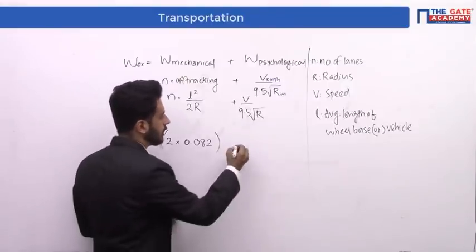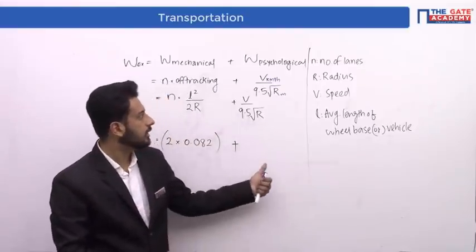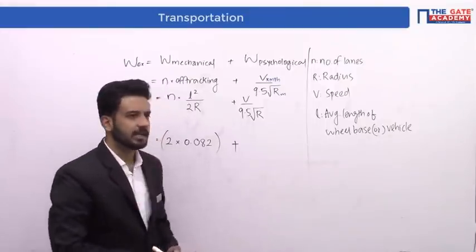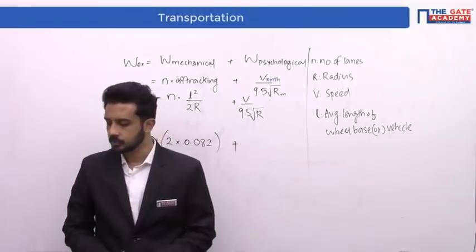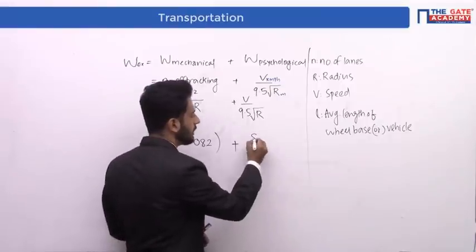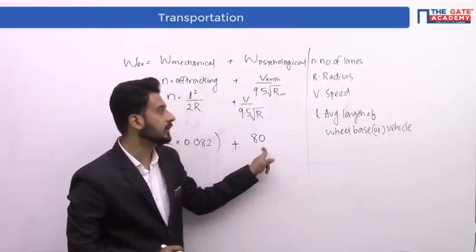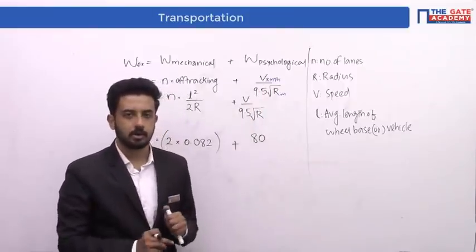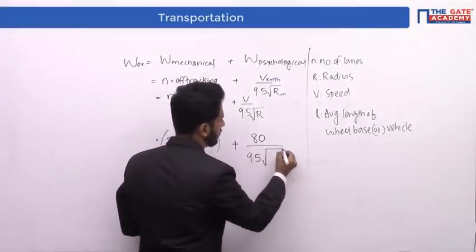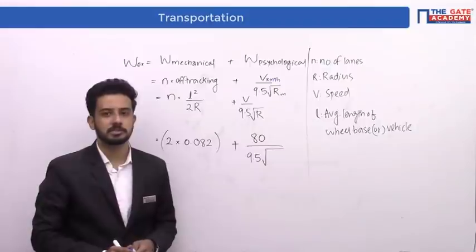Now we want to find the extra widening required because of the psychological reasons. Have they given any design speed value in the question? Yes, 80 km per hour. Remember, you don't have to convert into meter per second. It is in kilometer per hour only. Divided by 9.5 root R. What is the radius value? They haven't given it in the question.